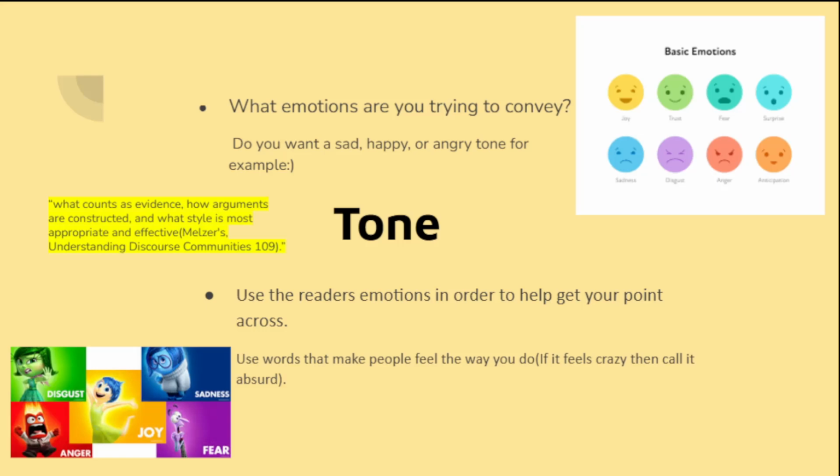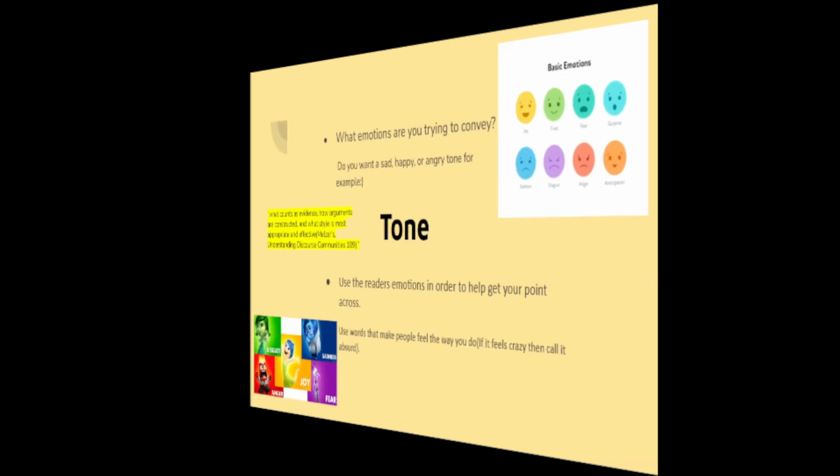So that's pretty much what this is. If you need to have a sad tone, a happy tone, an angry tone, then you're going to want to use specific words to make people feel that way, such as, I don't know, it's disgusting, simple things. But then, yeah, that's pretty much exactly what I was talking about. All right, on to the next slide.